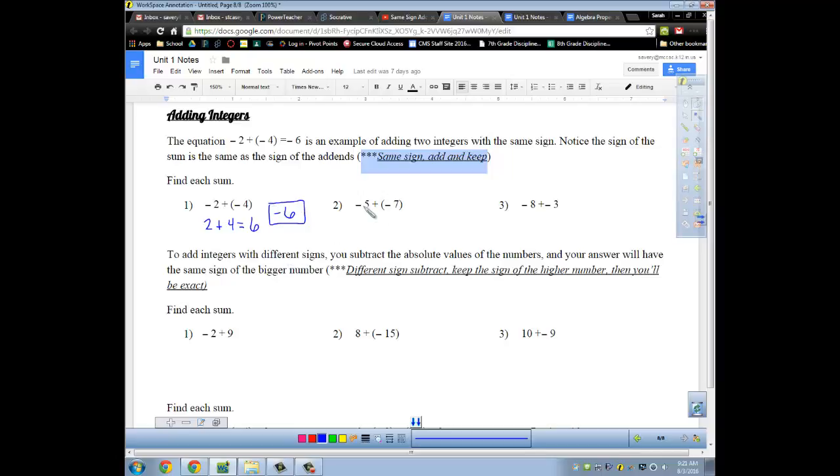For number 5, both numbers are negative, so they have the same sign. So I'm going to add them. 5 plus 7 is 12. They're both negative, so my answer is negative 12. For number 3, again, same sign, both negative, so add them to get 11. And they're both negative, so the answer is negative 11.